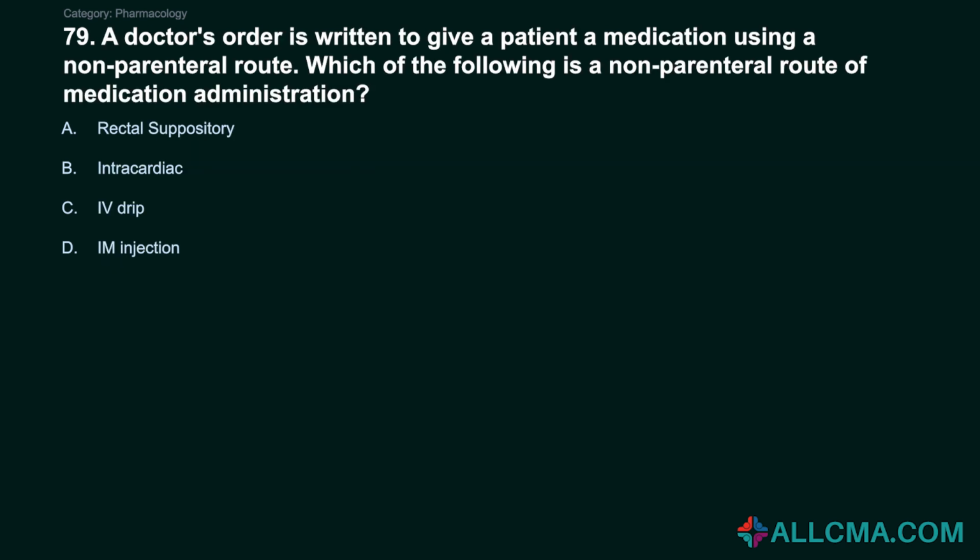79. A doctor's order is written to give a patient a medication using a nonparenteral route. Which of the following is a nonparenteral route of medication administration? A. Rectal suppository. B. Intracardiac. C. Foredrip. D. IM injection. Correct answer, A. Rectal suppository.